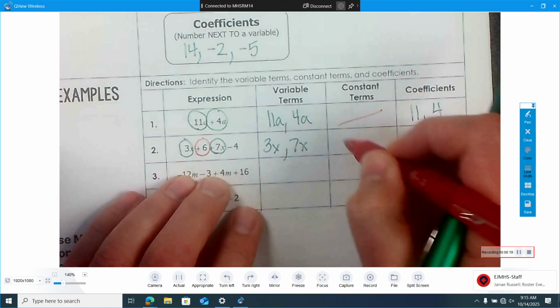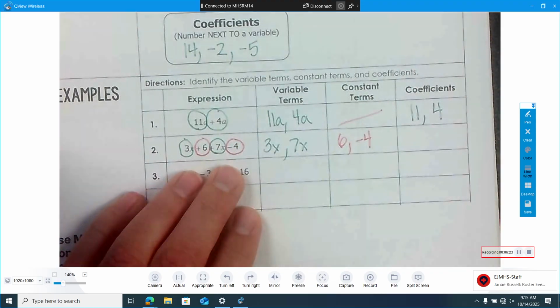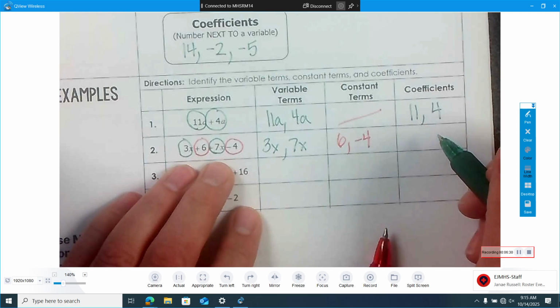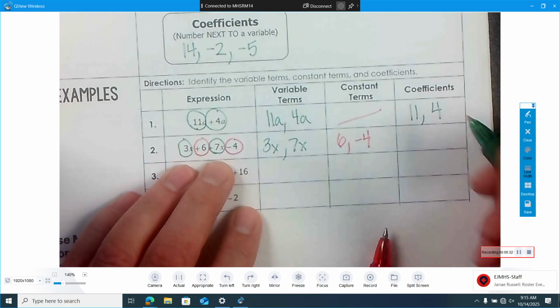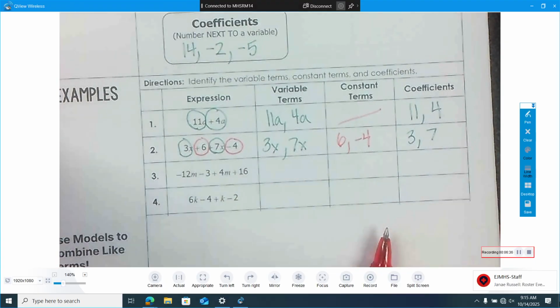6, a positive 6. Very good. And a negative 4 are our constant terms. There you can see how I'm using different colors just like above. What are our coefficients? 3 and 7. Coefficients are the coordinating number in front of the variable.